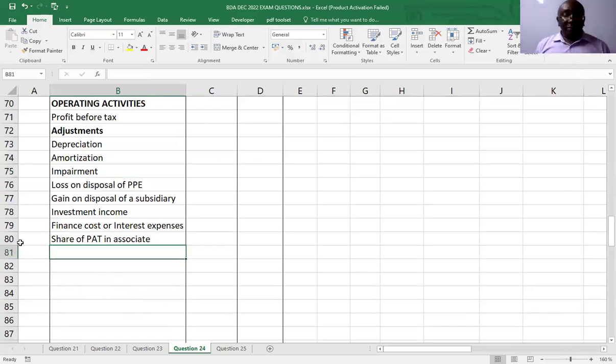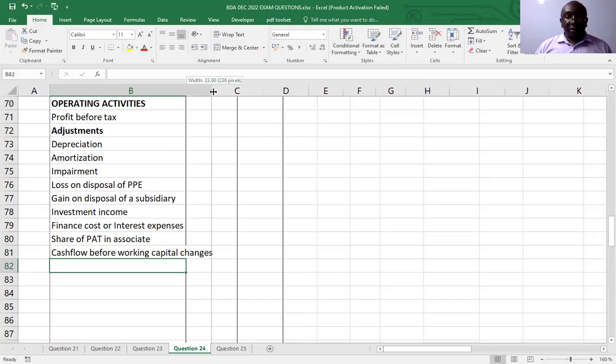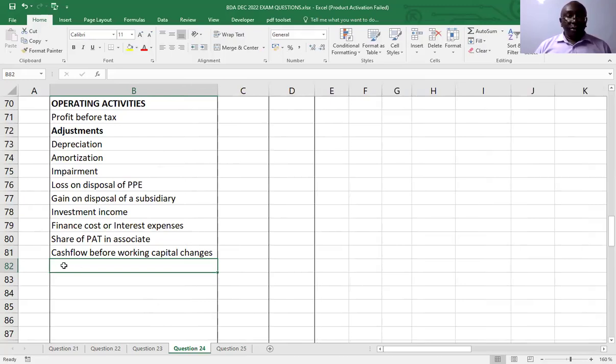Then once you have come to there, you get what we call cash flow before working capital changes. Before working capital changes, I could maybe adjust a little to fit there. Cash flow before working capital changes. This one we can also make it bold. There's no harm. Then we bring the working capital.